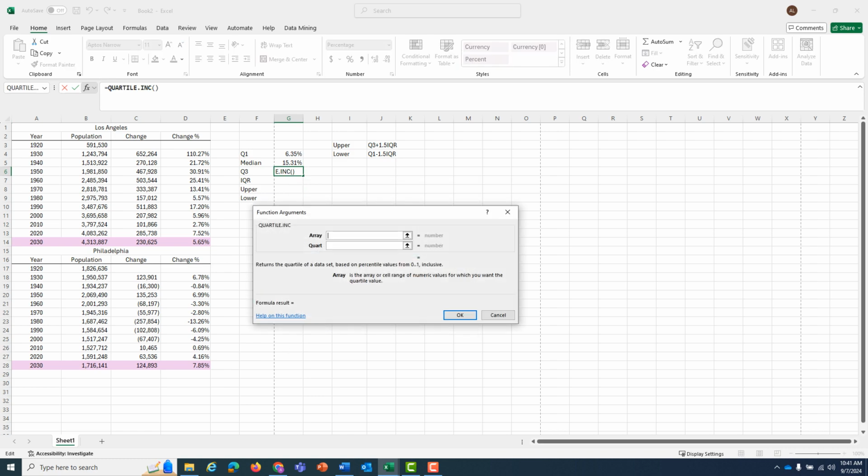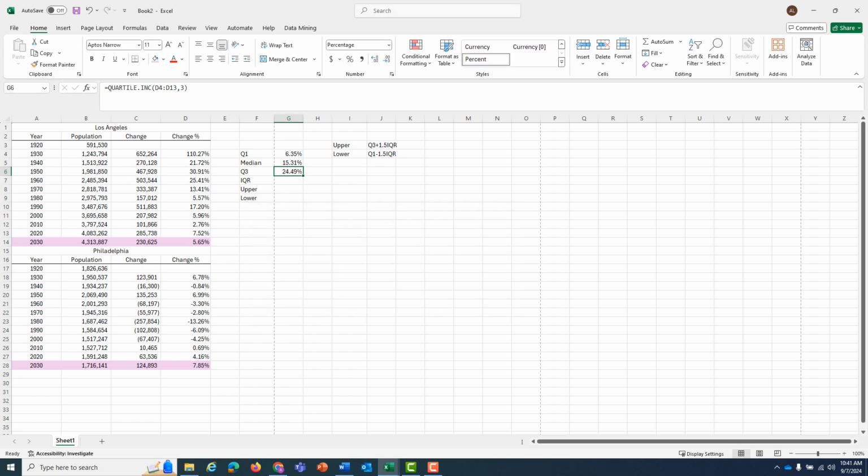So I'm going to grab my range, and my quartile that I want here is the third quartile. And by the way, if you're getting returns not in percentages, if it's looking like a bunch of decimals, you can always change it to percentage. Say it's in general format and looking like that and you want to change it to a percentage. Just click the percentage button up here, like we did before, to change it over a couple of decimal places.